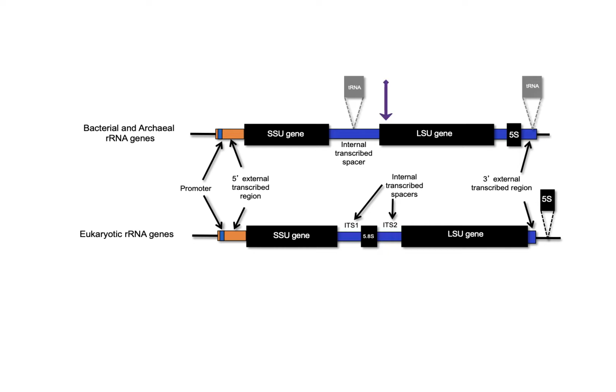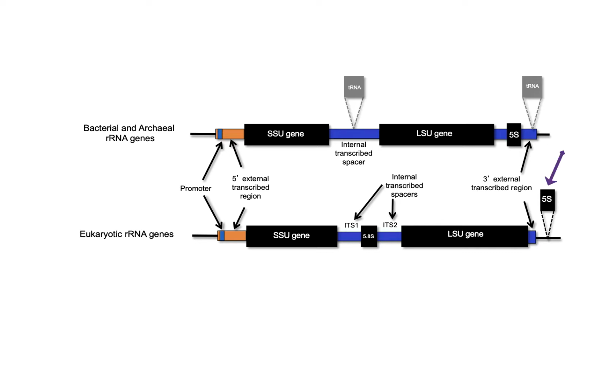So this end of the large subunit gene in bacteria is the same region as the 5.8S ribosomal RNA gene in eukaryotes. And there's this ITS, which looks something like a group 1 intron that's popped into that space. And then there's a large subunit gene, usually around 25 to 28S, and then a small 3' external transcribed region. So these 3' ETSs are similar in both of these.